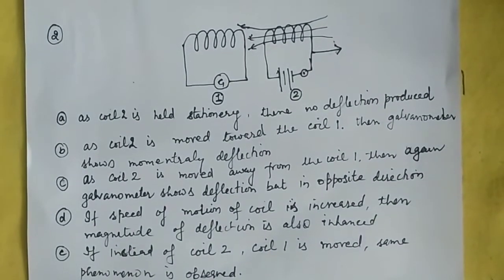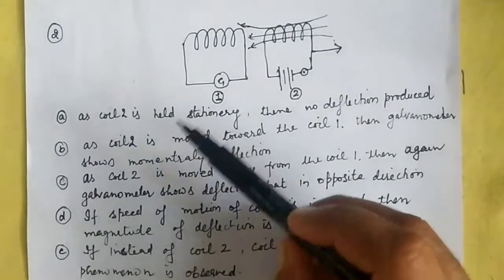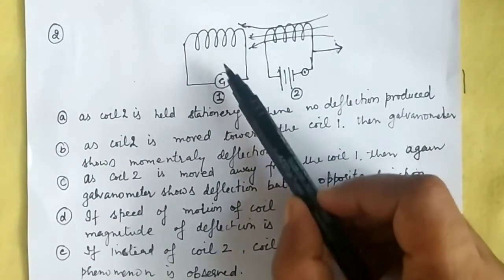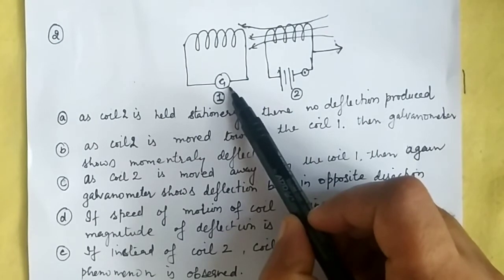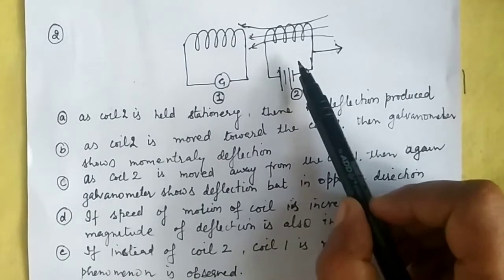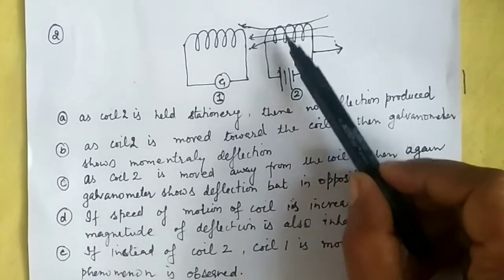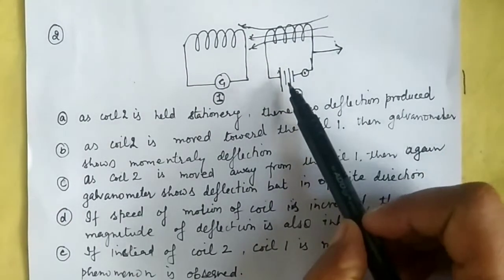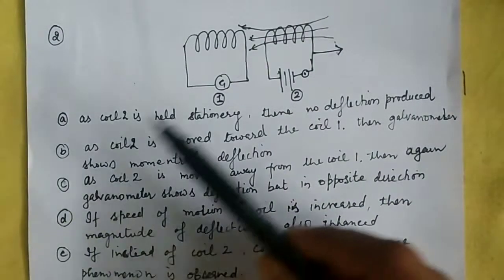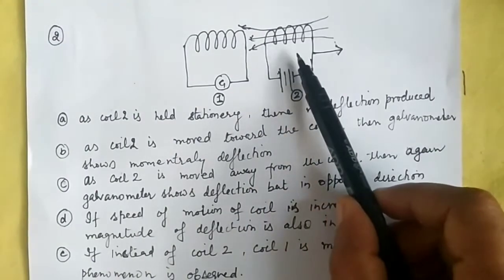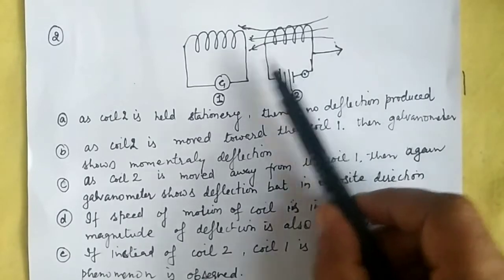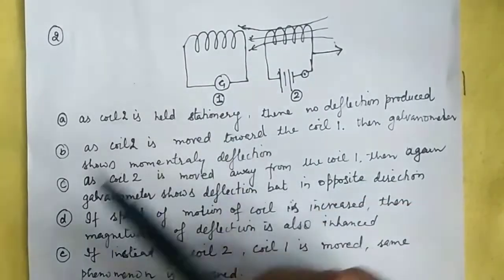In the second experiment, we again have a large number of coils attached to the galvanometer. I take this as coil 1. Instead of a magnet, I now use another coil, which is attached to a battery and a key. If the position of this second coil is stationary, then the galvanometer does not show any deflection.